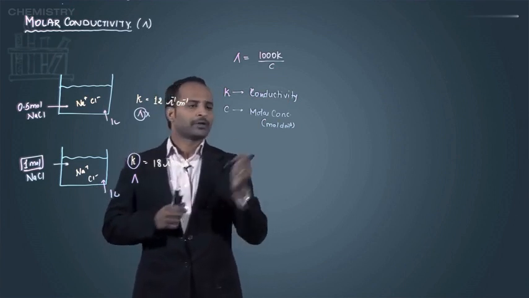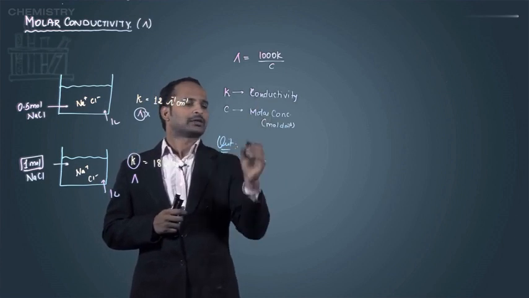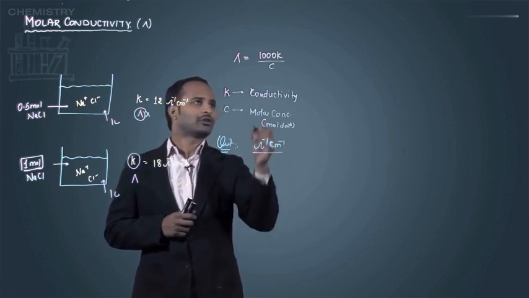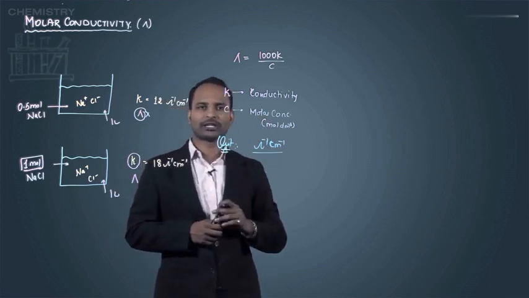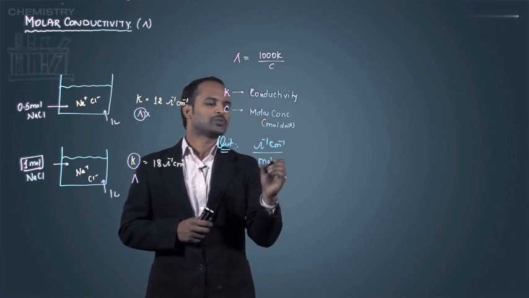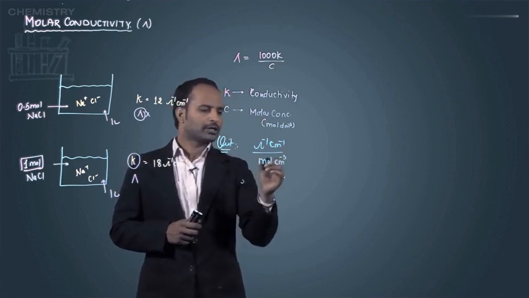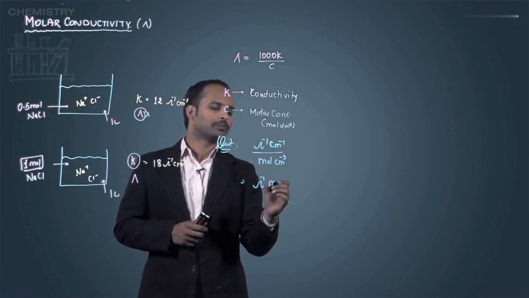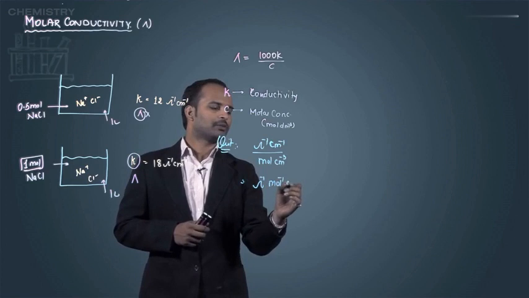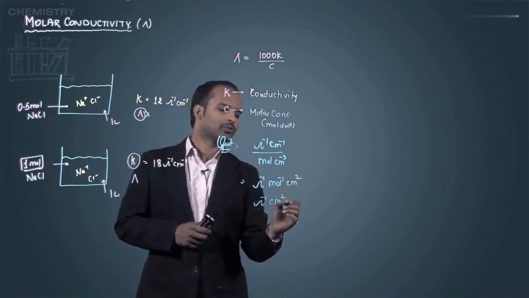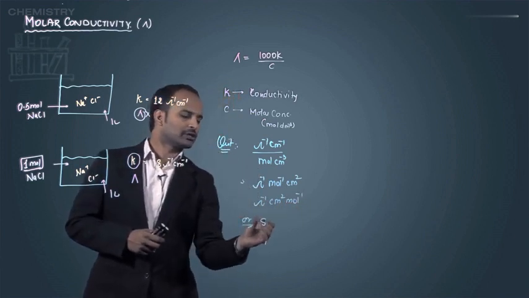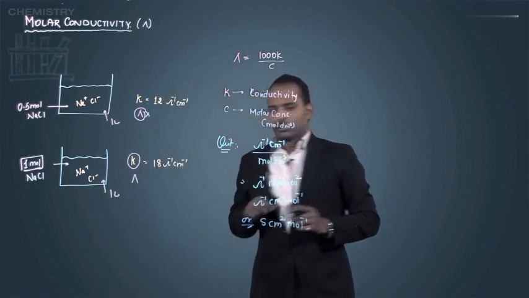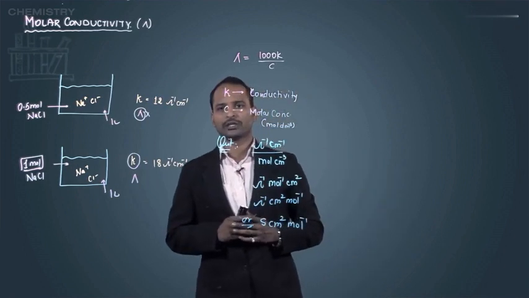Now let's see the unit for lambda. The unit for lambda will be 1000 K, where the K unit is per ohm per centimeter, while for concentration it is moles per dm cube, but as I said, after multiplying by 1000 it becomes moles per centimeter cube. Therefore I can write moles per ohm. The centimeter cube will become per centimeter cube. So it is per ohm per mole. Centimeter raised to -1 and +3 will become per centimeter square. So it is per ohm centimeter square per mole. Or instead of per ohm we can use the term Siemens also. So Siemens centimeter square per mole. This is the unit of lambda, that is per ohm centimeter square per mole.